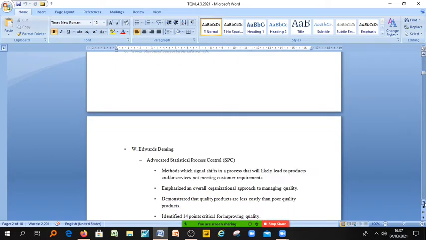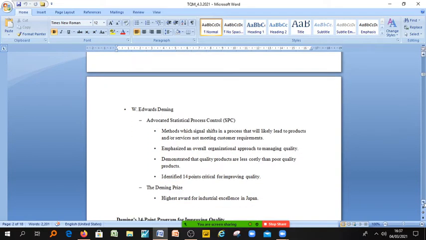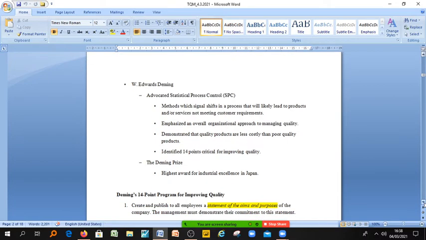So let's look at Edward Deming. Deming is spelled D-E-M-I-N-G. He advocated for what he calls statistical process control, and he put across 14 points for improving quality. He was a Japanese. So he put forward what he called the 14-point program.